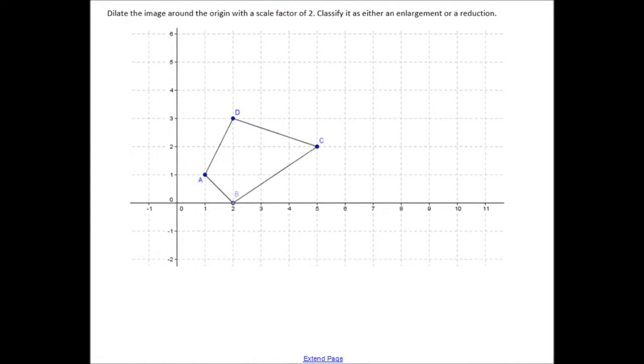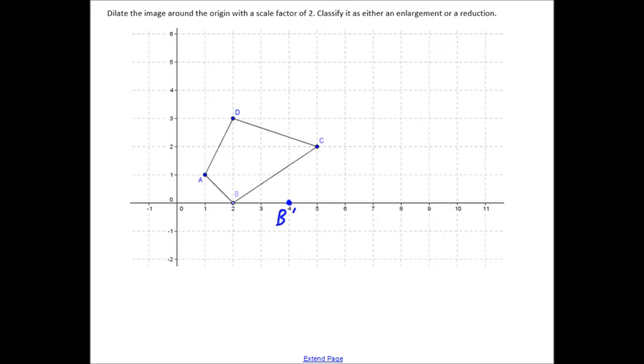Our second example has us dilating an image from the origin again with a scale factor of 2. So the image is going to be twice as far and twice as big. Take a moment and give this a try. Point B is 2 units from the center along the x-axis. Point B prime is going to be twice as far, or 4 units from the origin along the x-axis.